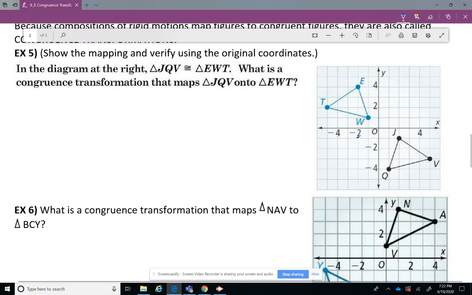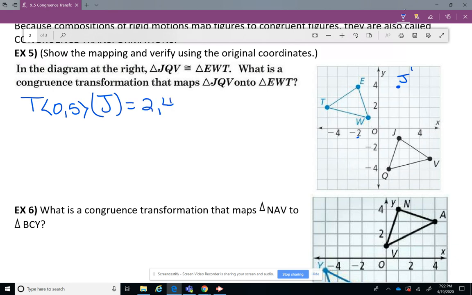Okay. All right. So we're going to translate 5 units up. We're going to translate point J. Okay. So 2, 4, 5. Okay. Now this is J prime. That is now 2, 4. That's our new point. All right. Now let's do the same for Q. Let's translate Q, point Q, 5 units up. So that's 2, 4, 5. So here's Q prime. And that ends up being what? 1, 1.